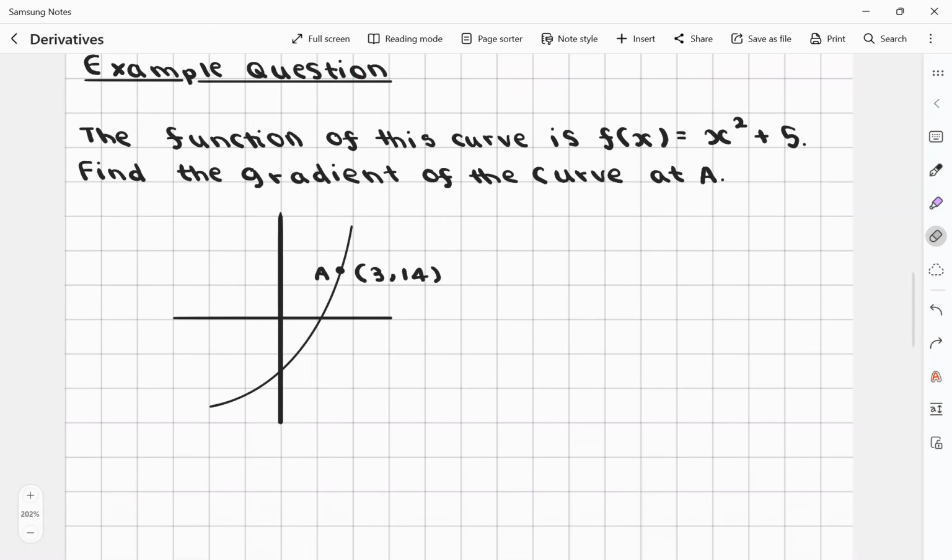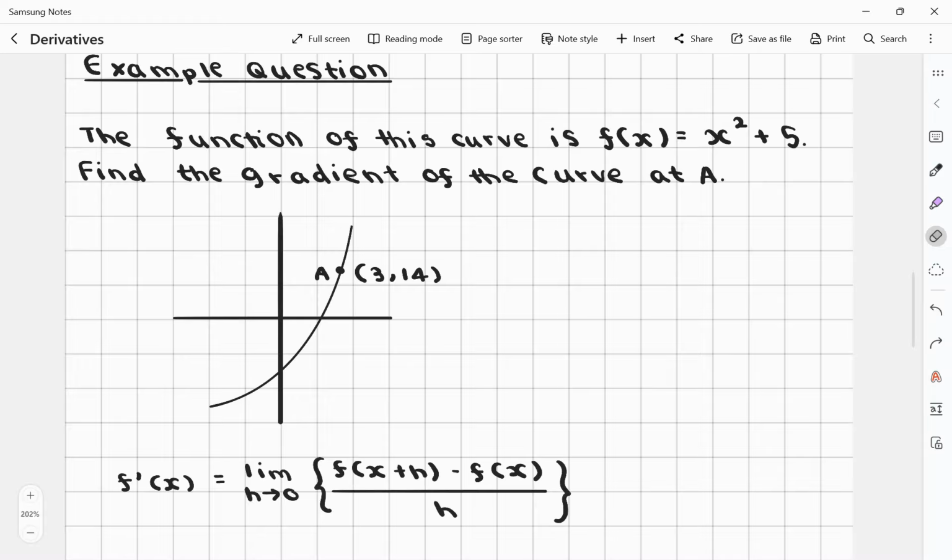So here we go. The function of this curve is f of x is equal to x squared plus 5. Find the gradient of the curve at point A. If you want to, please pause the video and have a go at this question. Okay.